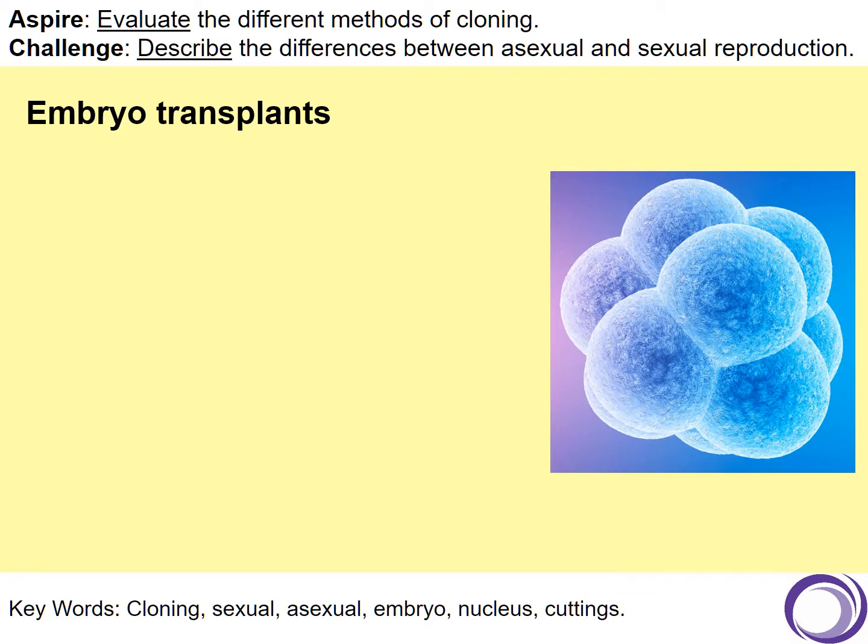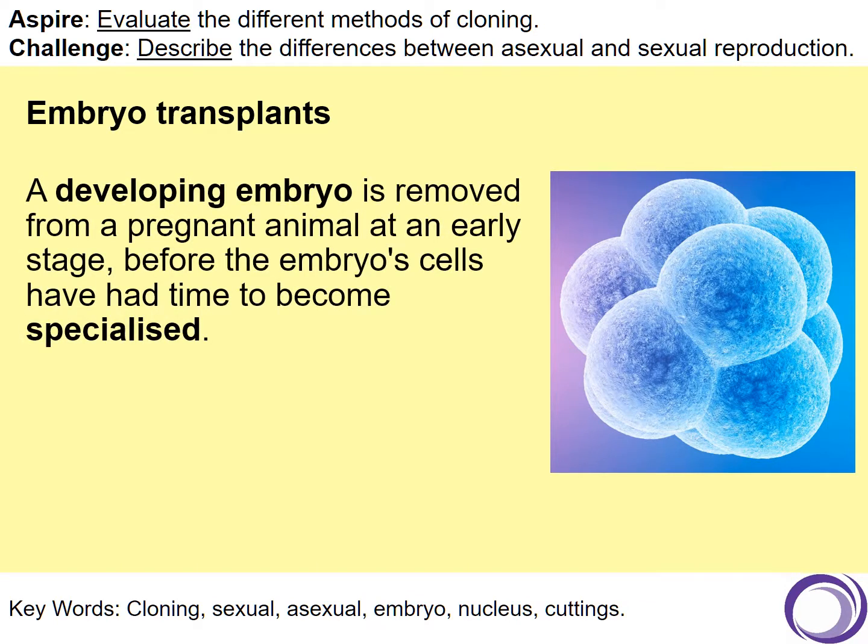Okay, the second method of cloning that we're going to learn about today is embryo transplants. Now, embryo transplants work differently than adult cell cloning. And in the procedure of embryo transplants, a developing embryo is removed from the pregnant animal at an early stage. So, fertilization has happened in the normal way. An embryo has been produced, but at the very early stages of pregnancy, that embryo is removed. And this is done before any of the embryo cells have a chance to become specialized.